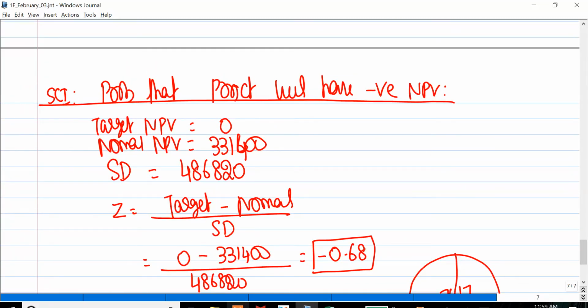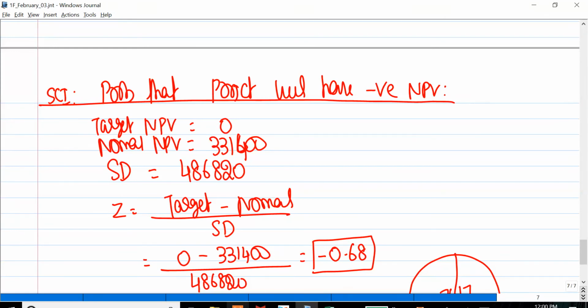Now write target NPV equal to 0. Normal NPV is equal to 331,400. Standard deviation 486,820.